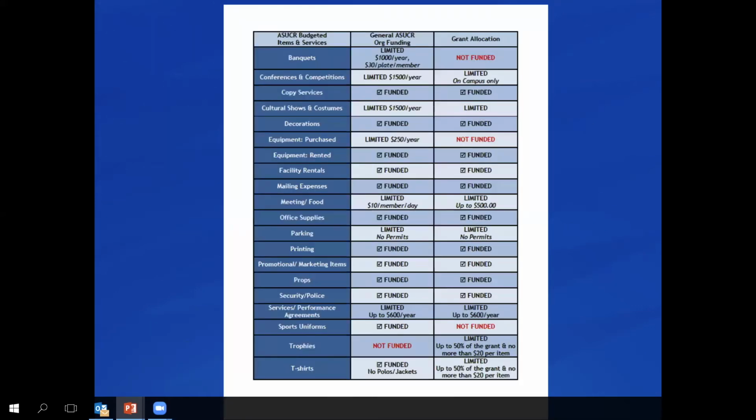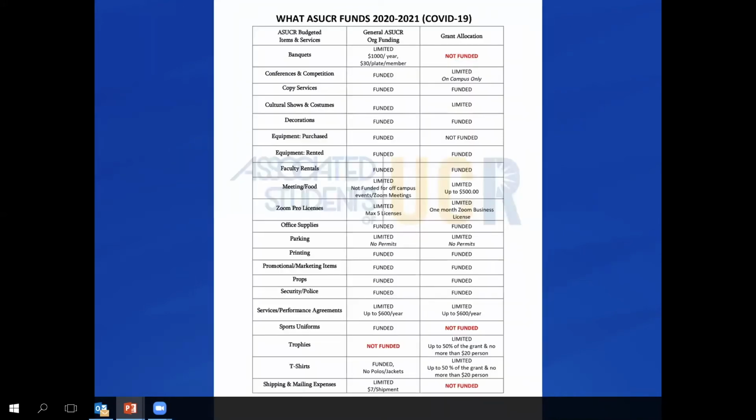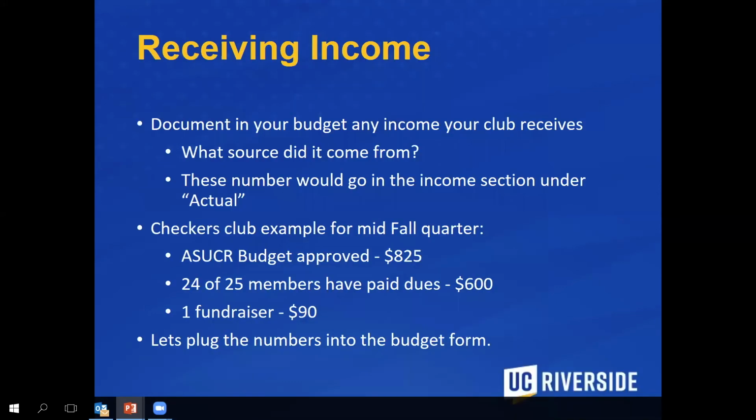And as I said before, these are the expense limits on what they will pay for normally. This year they've changed that and have made updates due to COVID-19 on what those expense limits are. And both of these forms can be found on ASUCR's website. Now we're going to jump back to our budget form that we had originally started working with.